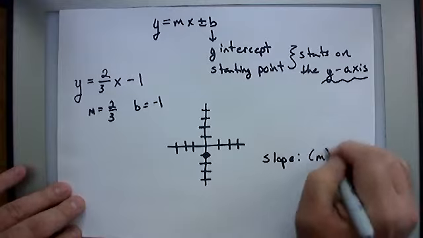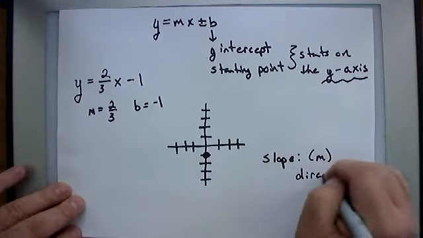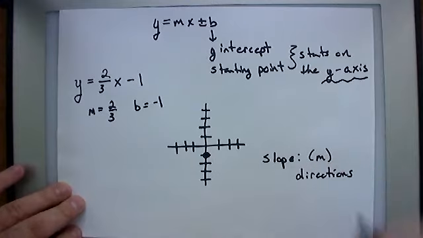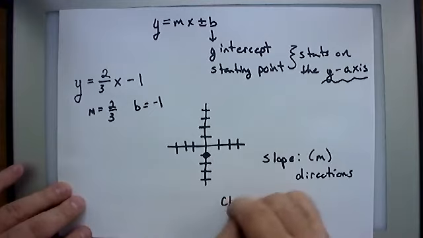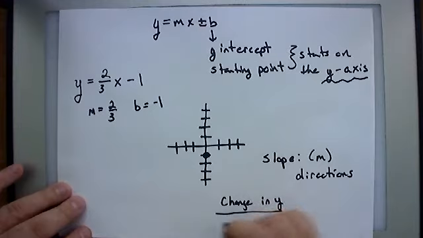The slope is the M, and it is the directions. And the way the slope is interpreted is the change in Y over the change in X. That is the official definition of the slope.